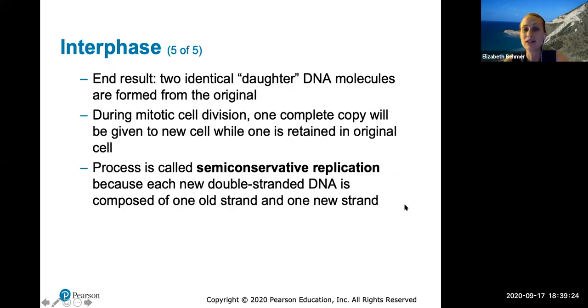All right, the end result, again, in interphase, we get two identical daughter DNA molecules. They are identical to the original copy of DNA. And then during mitotic cellular division, one complete copy of that DNA will go to one cell and the other complete copy will go to another daughter cell. We call this semi-conservative replication because we start with one strand of DNA, it splits, and then the daughter strands of DNA are replicated on the one half of the original strands.